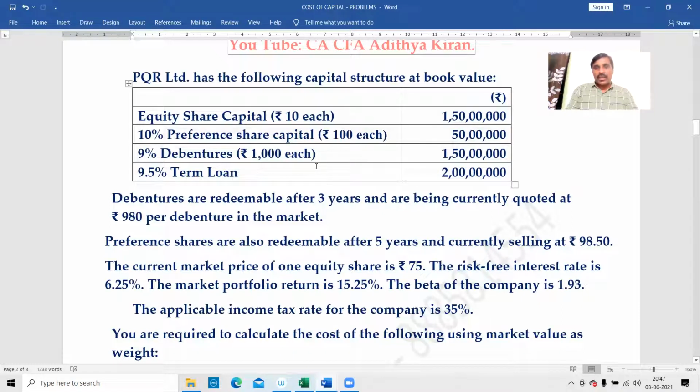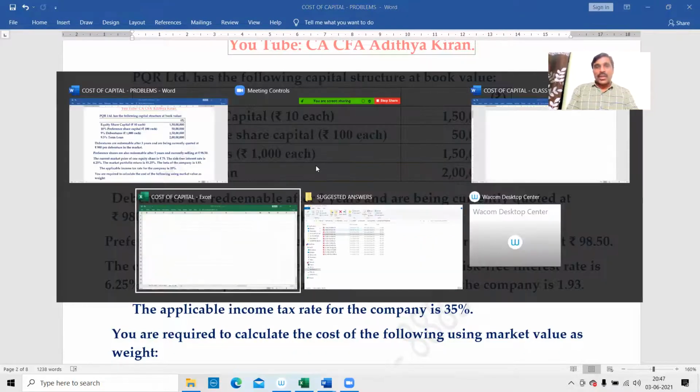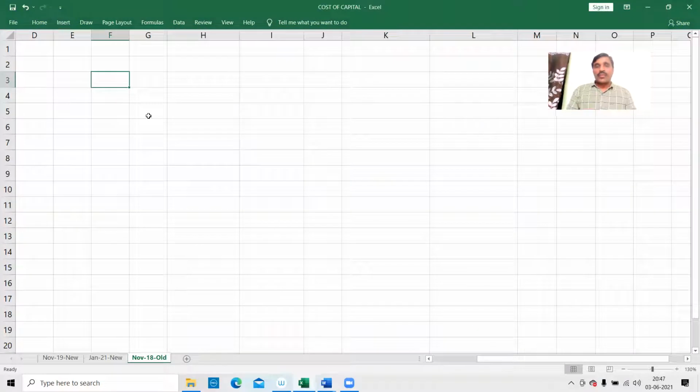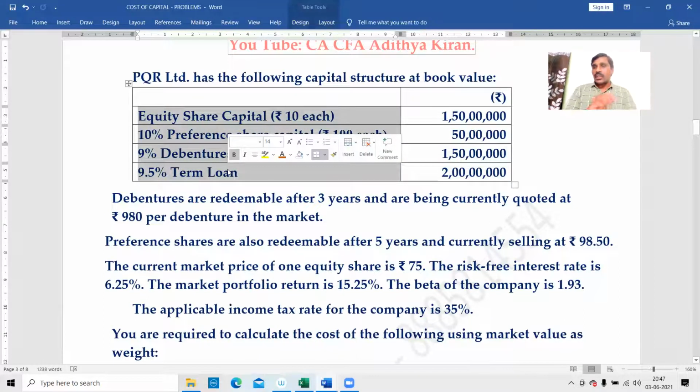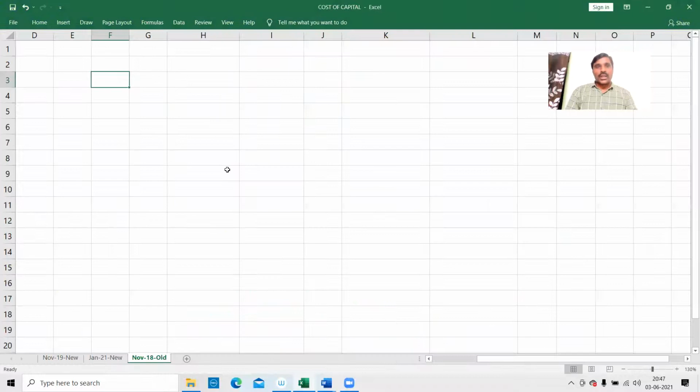First of all, we have to frame a structure to calculate the market value. How many sources are there for us? Four sources: equity share capital, preference share capital, debentures, term loans. We have a total of 4 sources. Therefore, we will do like this.